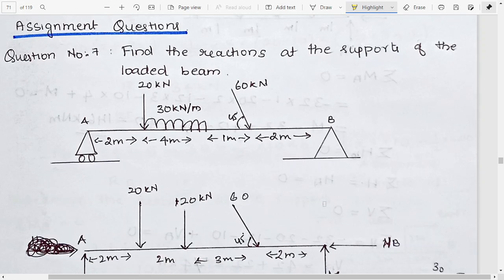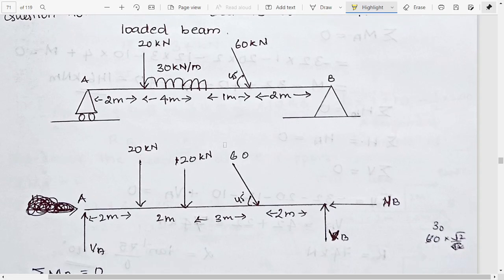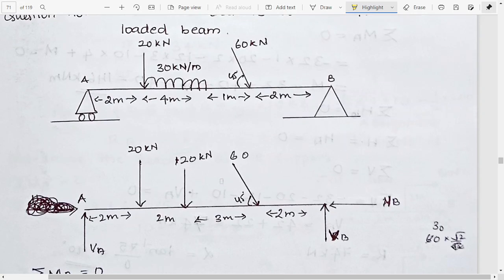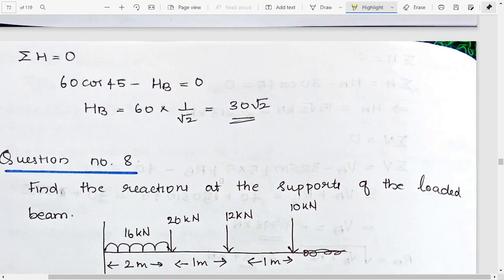Now let us move to the seventh question. In this question also we need to find the reactions that support A of the loaded beam. So here we have a roller, here we have a hinge, then we have a uniformly distributed load, then we have 60 kilonewton and everything. If we draw the free body diagram, we have VA 20 downwards, 20 downwards, 60 downwards, VB upwards, then we have HB, and we just need to calculate these values and we can find the answer.